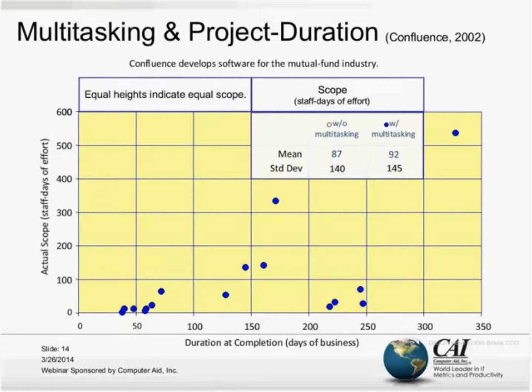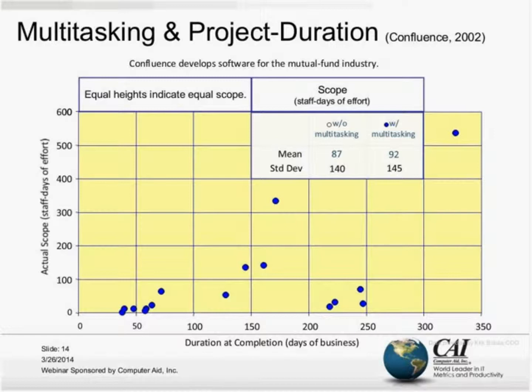You can see on the left-hand scale here, we'll go through this slowly. On the left-hand side, you have the actual scope of the project represented in staff days of effort. So it might be 100 days of effort, 200 days of effort, 300 days of effort, and so on. On the horizontal axis, we have the duration to complete the projects in the number of business days. These blue dots represent the performance of a portfolio of projects, representing both the size, the scope of the project, as well as the duration.